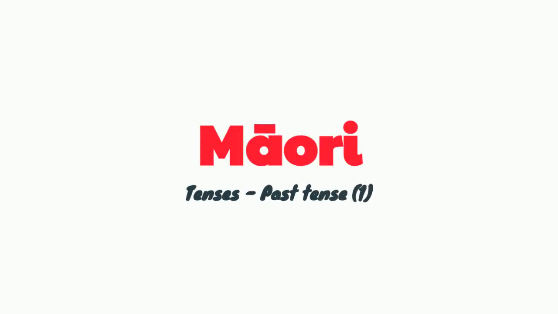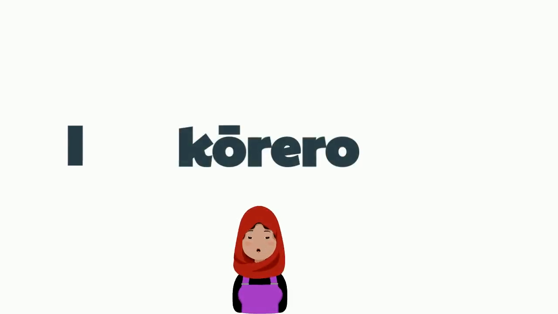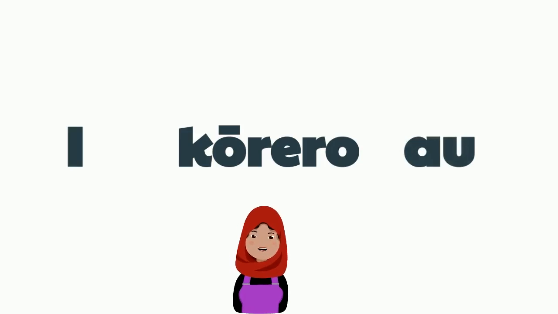Today, we're going to learn one type of past tense. To form this tense, we start the sentence with the word I. How we form the rest of the sentence is just like when we use kei te or ka, meaning the sentence starts with I. Immediately after, we put the verb. Then, finally, the pronoun to show who did the action.